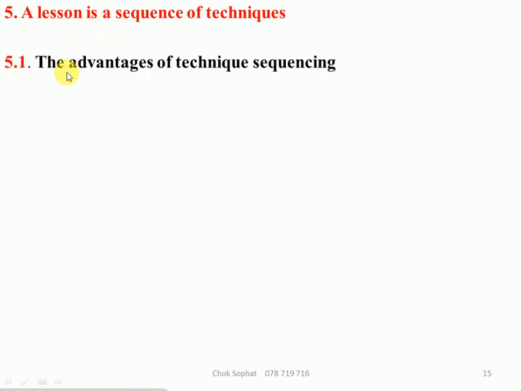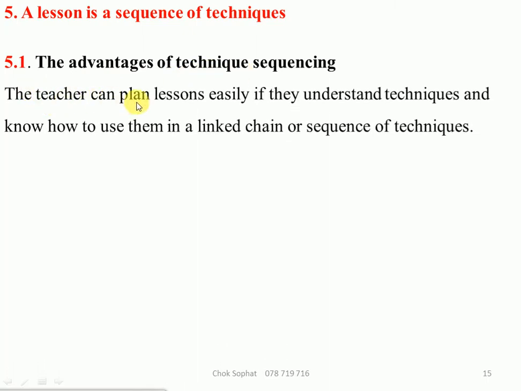Okay, number 5. A lesson is a sequence of techniques. As you know, from the beginning to the end of the lesson, it must be in chronological order, in sequence. So the techniques are in sequence as well. The advantage of technique sequencing: the teacher can plan a lesson easily if they understand techniques and know how to use them in a chain or sequence. From one activity to another, the techniques must be linked together like a chain.